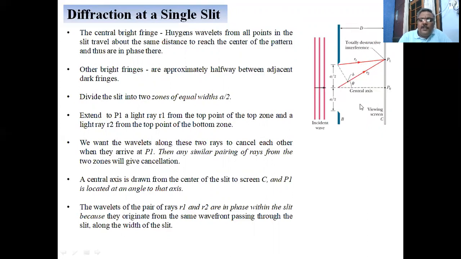We want the wavelets along these two rays to cancel each other when they arrive at P1. A central axis is drawn from the center of the screen to the point P0. The wavelets of the pair of rays coming from R1 and R2 are in phase within the slit, because they originate from the same wavefront passing through the slit along the width of the slit.